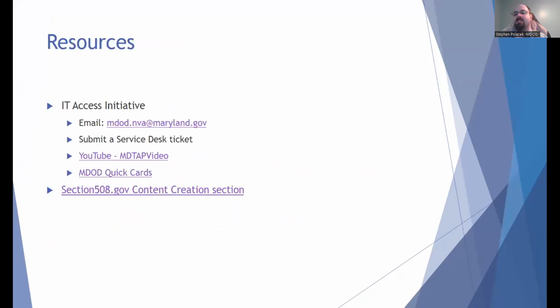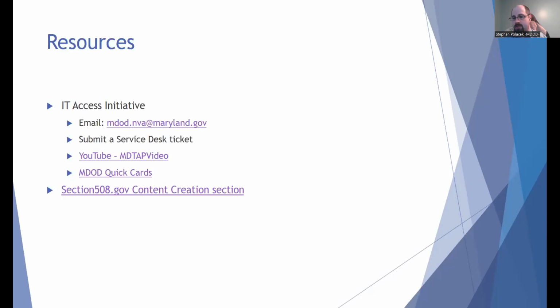Here we go. Resources. If you have more questions or you want follow-up information about this, you can email us at mdod.nva@maryland.gov. If you're a state agency and you want help with a document or website evaluation or whatever, you can submit a ticket to the Do It service desk. Just make sure you add IT accessibility request to the subject line. If you want to learn more from our previous webinars, or you want to find this webinar after we've set it up, you can go to our YouTube channel. MDTAP video is the username.